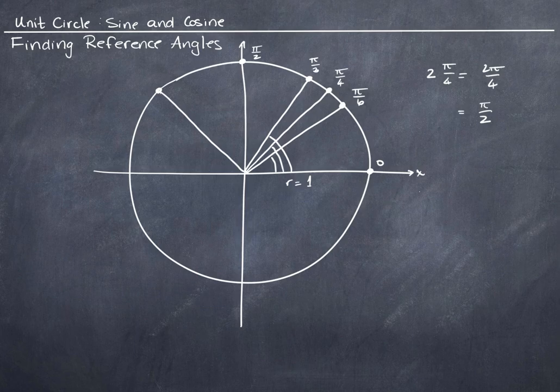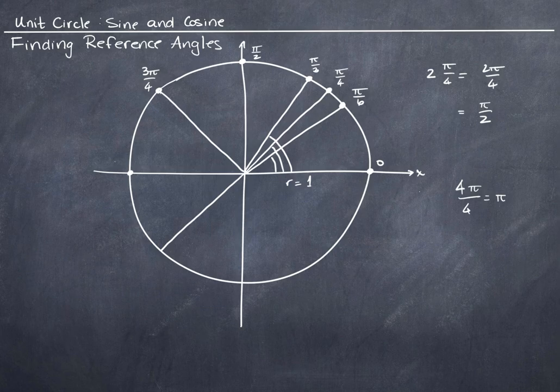So let's label this one 3 pi over 4. And I could do the same thing in the third quadrant. I bisect the third quadrant, then I have 1 copy, 2 copies of pi over 4, 3 copies of pi over 4. Here's a fourth copy of pi over 4. 4 copies of pi over 4 is just pi.